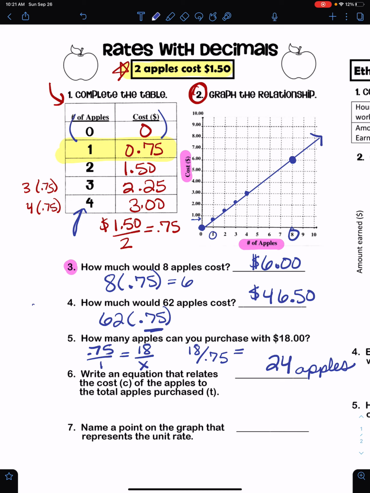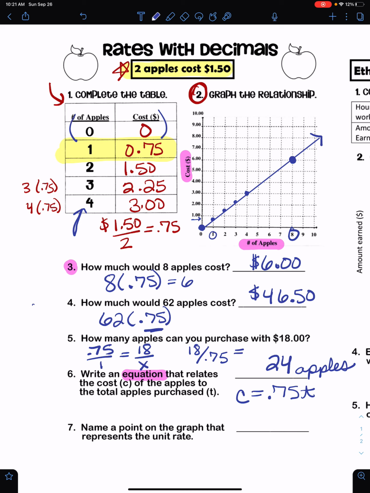Number 6 says to write an equation that represents the cost of apples related to the total number of apples. So for that one, you could say that the cost of all the apples costs 75 cents times the total number of apples purchased. That's not the only right answer, but that's probably the most popular right answer.